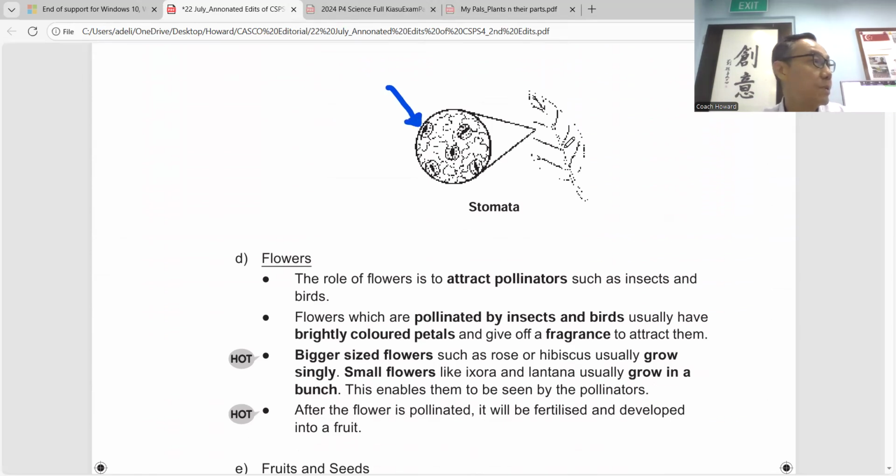Stomata are only visible under the microscope. So I cannot take out one leaf and see, hey, how come there are no holes? Because these holes are very small. They're only visible under the microscope. Okay. So the stomata, they will release water vapor. Okay. Also, they will absorb carbon dioxide during photosynthesis and release oxygen during photosynthesis.